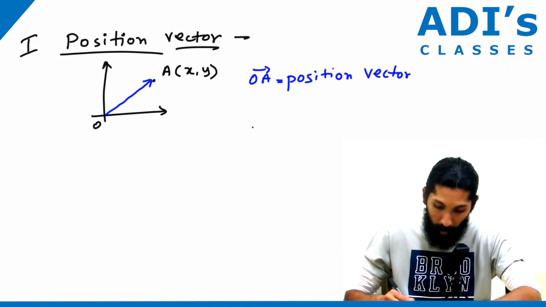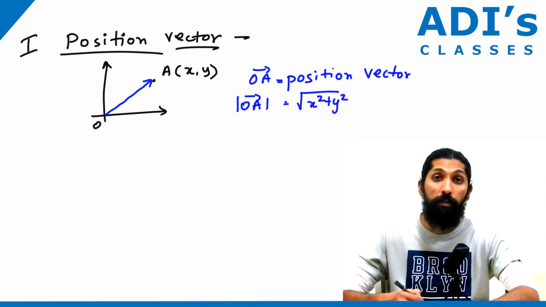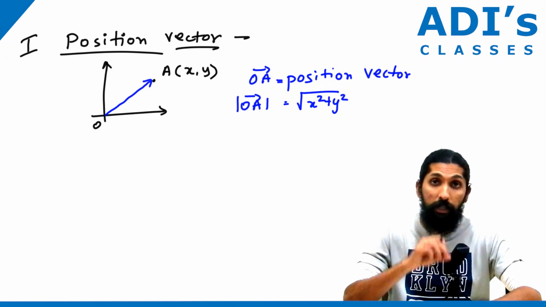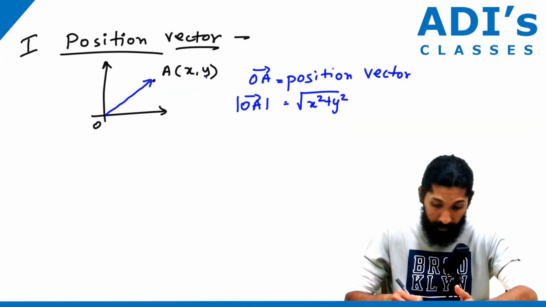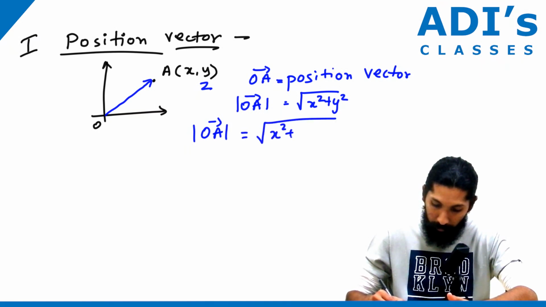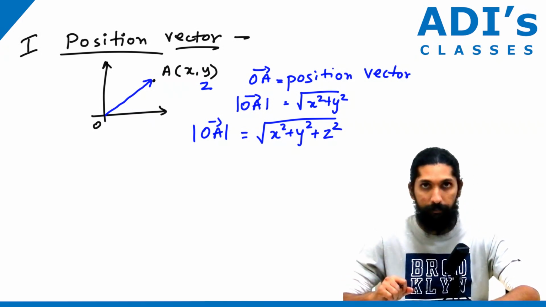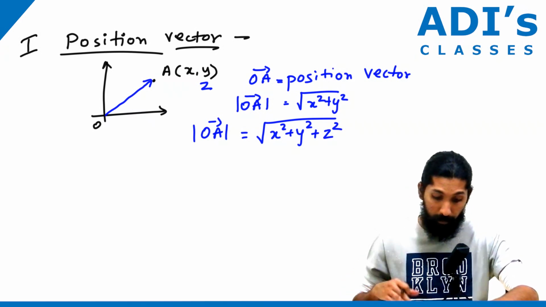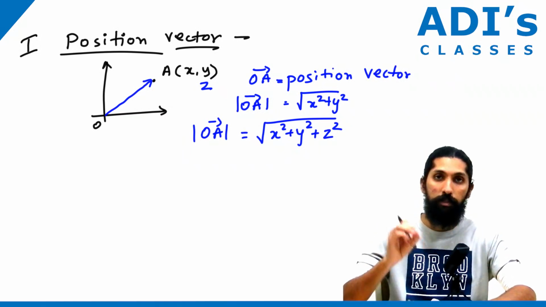Now mod of OA becomes root of x square plus y square, because we are looking at 2D, correct? Now imagine we are looking at 3 dimensions. Then instead of xy, say you had x, y and z. Then mod OA is going to become root of x square plus y square plus z square. This is in 3D geometry. Clear? So this is the first type of vector, position, where the point is situated. This is basically the position vector.